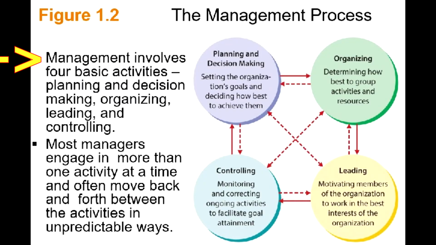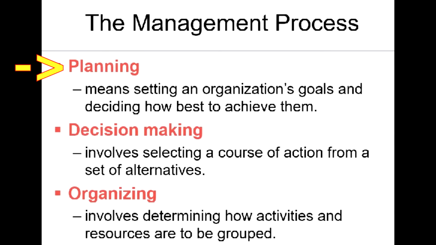The management process involves four basic activities: planning and decision making, organizing, leading, and controlling. Most managers engage in more than one activity at a time, and often move back and forth between the activities in unpredictable ways. Planning means setting an organization's goals and deciding how best to achieve them. Decision making involves selecting a course of action from a set of alternatives.